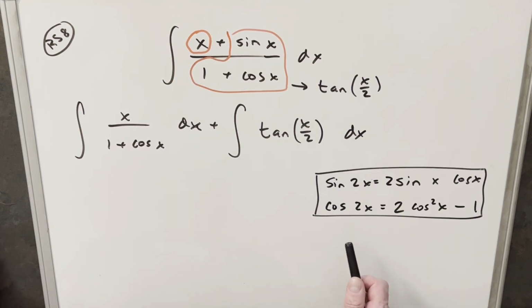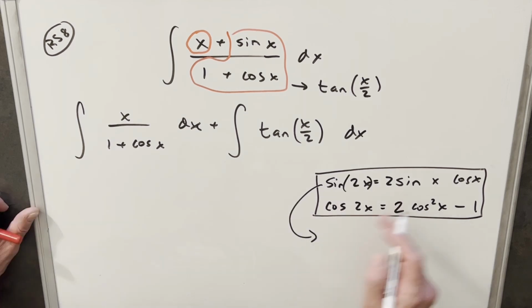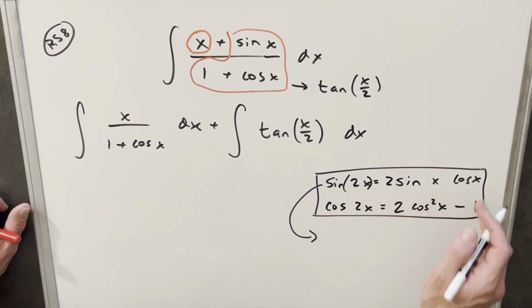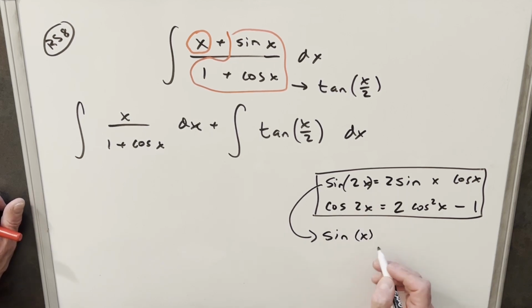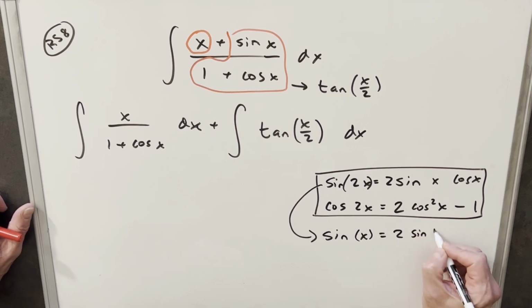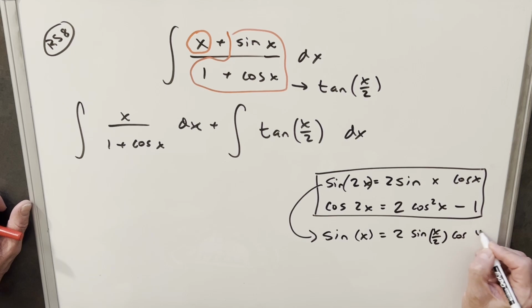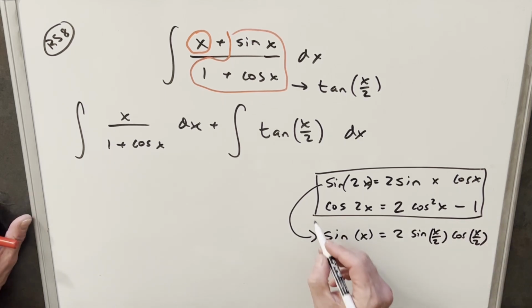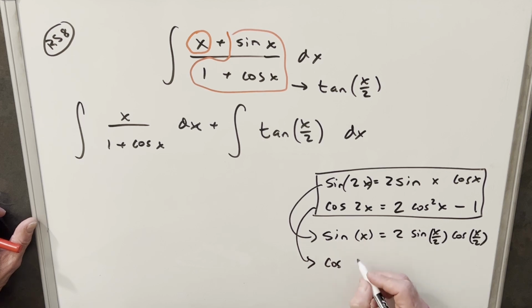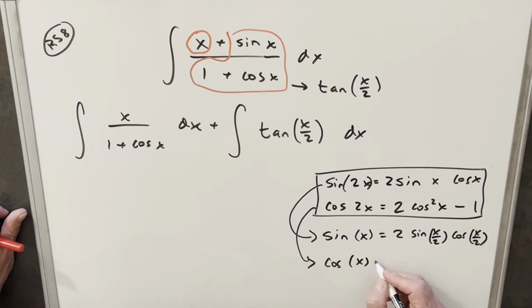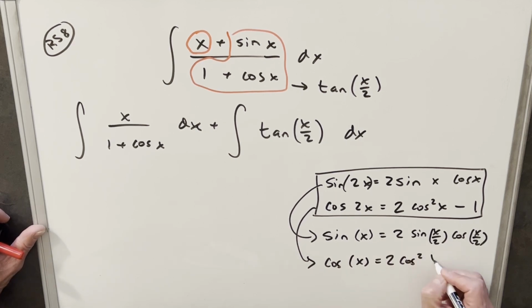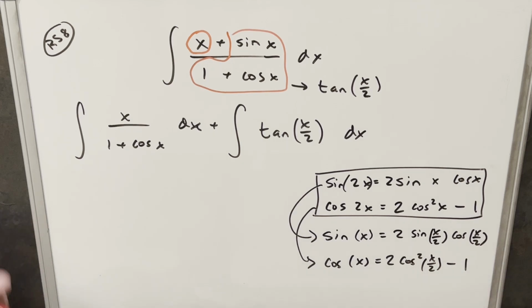So we have these two double angle formulas here for sine and cosine over here on the right. And what we can do is with just a little adjustment, we can use these. So if the angle is 2x, sine is equal to 2 sine x cos x. Well, when the angle is just x, we can write sine x as 2 sine x over 2 cosine x over 2. And then we can do basically the same thing with cosine. So when you input x over 2 here, you just have x. So cosine of x is going to be the same thing as 2 cosine squared x over 2 minus 1.